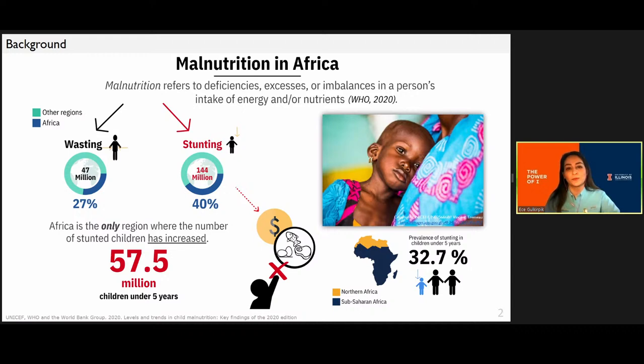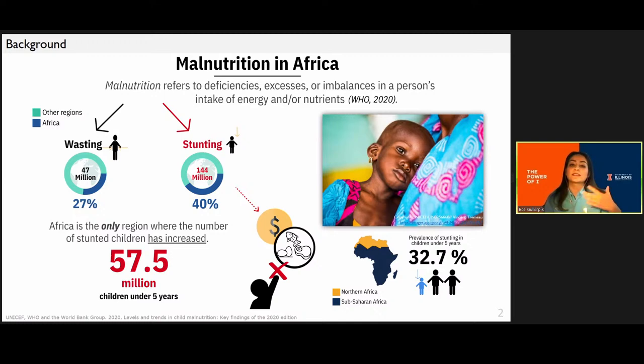One of the most common forms of malnutrition seen in children is stunting, which refers to a child who is too short for his or her age. According to the latest report of WHO, UNICEF, and the World Bank Group, in 2019, over 57 million stunted kids lived in Africa, which is the only region where the number of stunted children has increased. In sub-Saharan Africa, the prevalence of stunting in children under the age of 5 is almost 33%, meaning that 1 in every 3 kids is suffering from stunting.